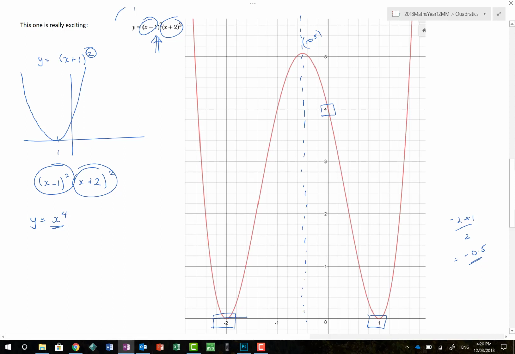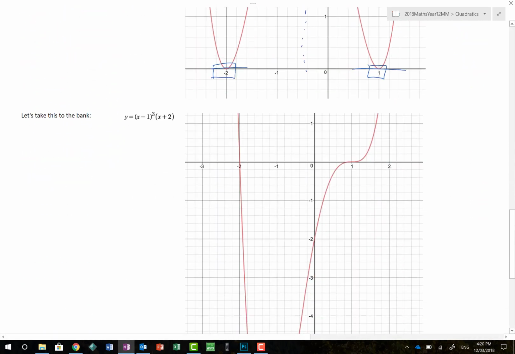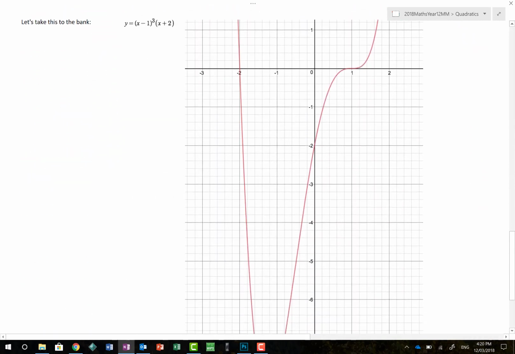Let's just check the important information. It has 1, 2, 3 turning points. It absolutely does. And in this situation, it just touches the x-axis in 2 places. So this type of information is actually really important. And let's take it to the bank, as I say here, the last particular style of graph.